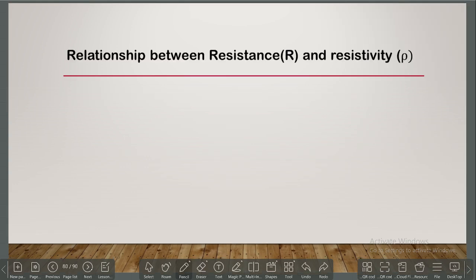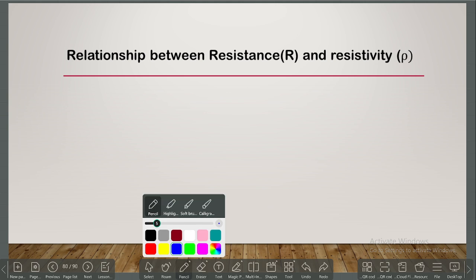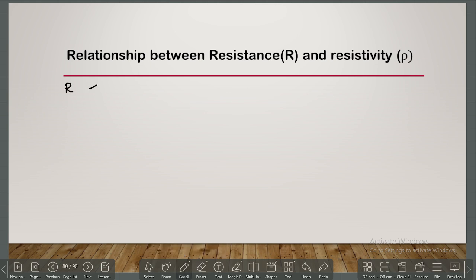Now, what is the relationship between resistance and resistivity? We all know resistance is directly proportional to the length of the conducting material. Let's take this as equation number 1. Then, resistance is inversely proportional to the area of cross section. Let's take this as equation number 2.